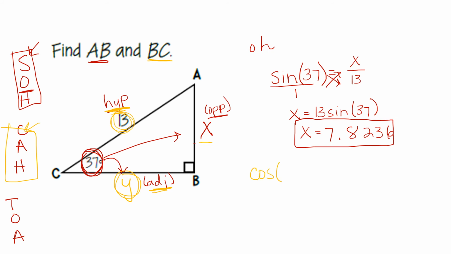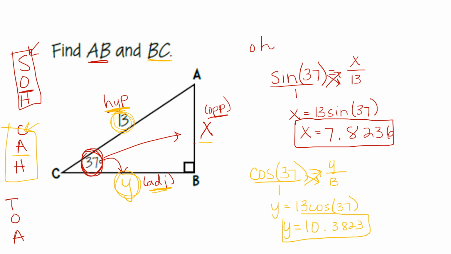In my bubble, I always put my reference angle, and in this example, it's 37, equals A over H. So A comes first, so that means I'm going to put y on top, over hypotenuse, which is 13. Again, we'll put cosine over 1, cross multiply, I get y equals 13 cosine 37. So when I type that into my calculator, it looks like I'm going to get back 10.3823. So now I have solved for both AB and BC. Again, jot down any questions you might have so that we can address them in class.